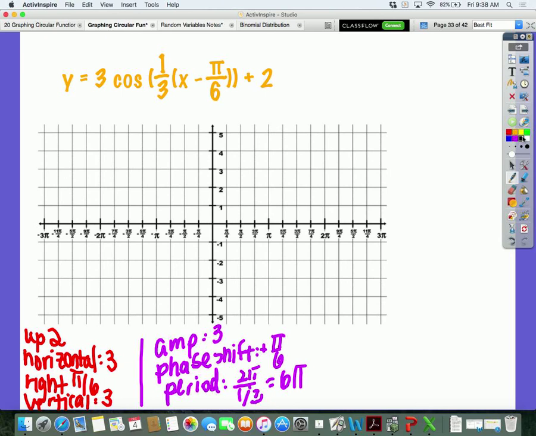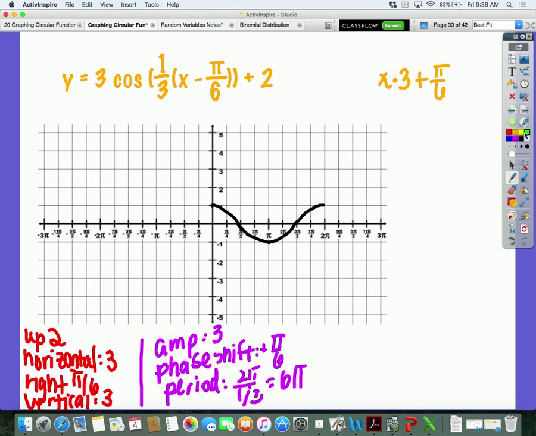Now this is the cosine function. We know what a normal cosine looks like. My suggestion to you, you don't have to take it, would be to do all your horizontal first, and then do all your vertical after. Horizontal affects your x values. So what am I going to do to all my x's? Multiply by 3 to apply the horizontal stretch, and then add pi over 6 to each of them.